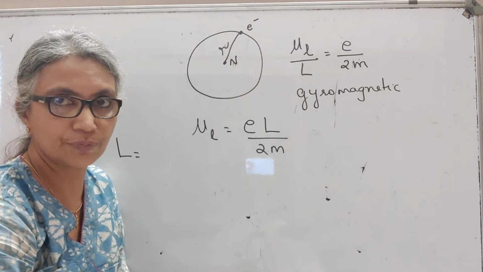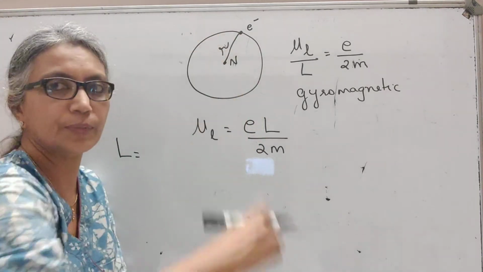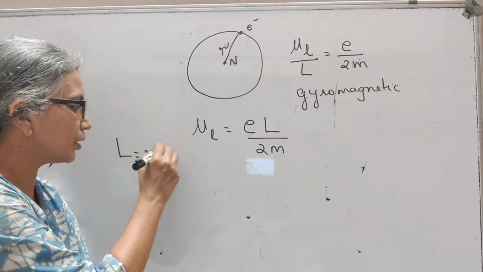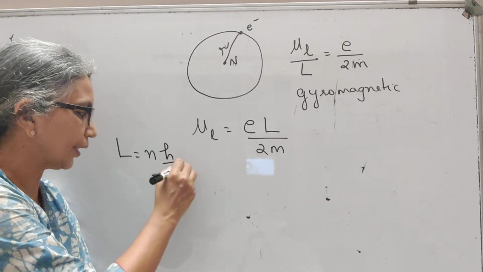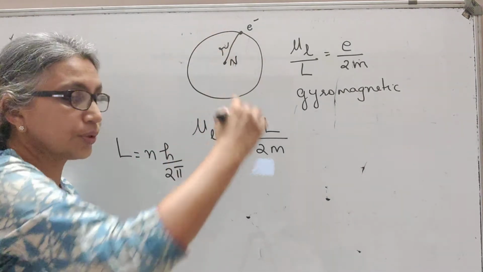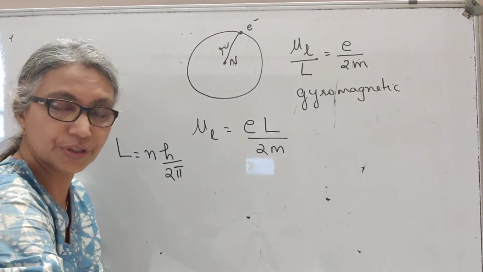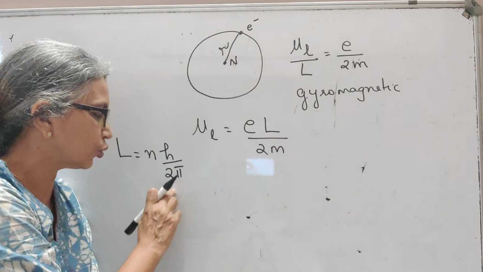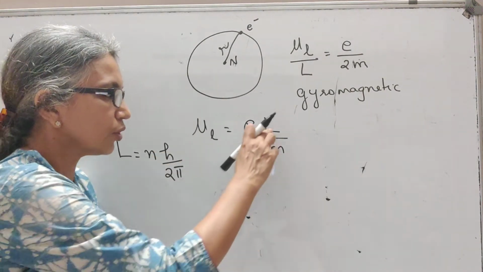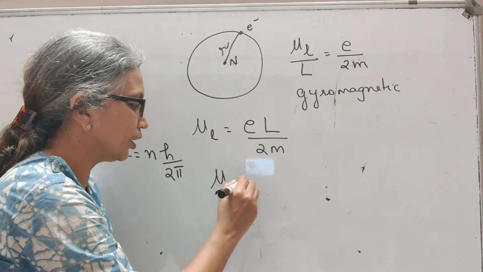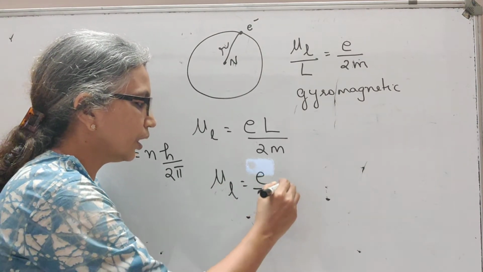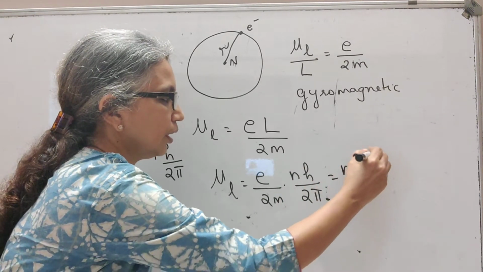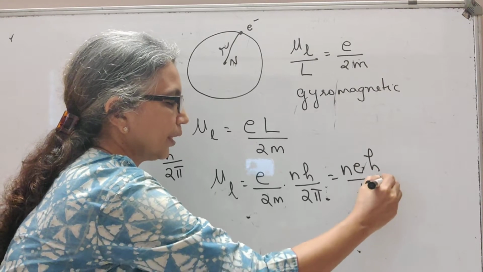The second postulate of Bohr defines this stationary orbit or stable orbit as an orbit where the angular momentum of the electron is an integral multiple of h by 2 pi. So in these orbits, which are called stable orbits or stationary orbits, the angular momentum of an electron will be an integral multiple of h by 2 pi, where h is Planck's constant. So I'm going to substitute that here so that I get mu L is equal to E by 2m into n h by 2 pi. And we get that as n e h by 4 pi m.